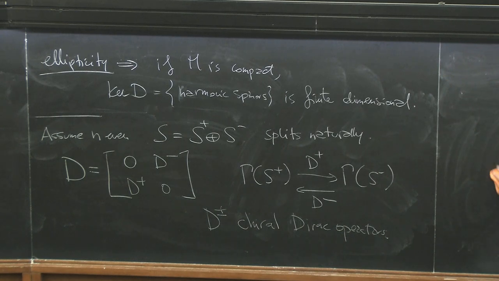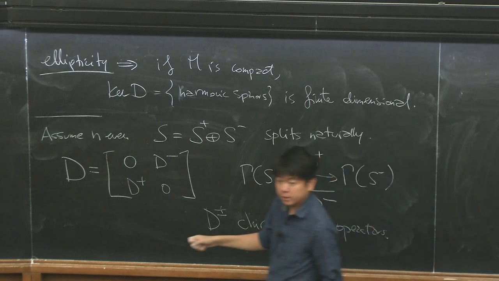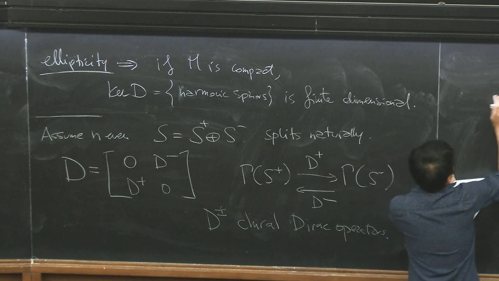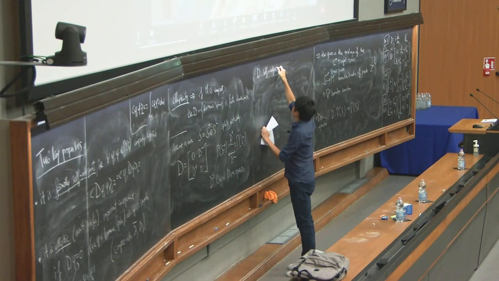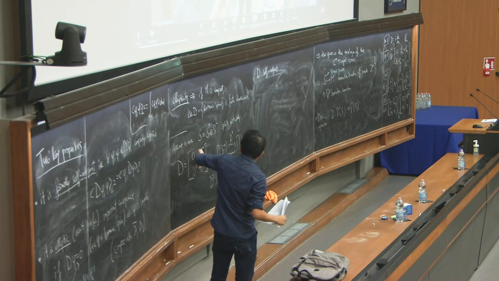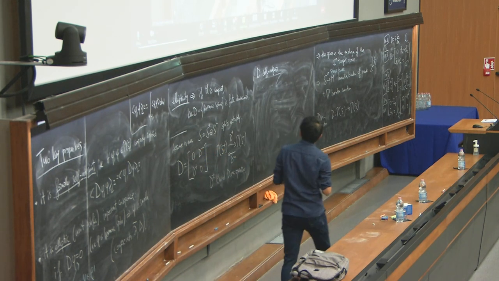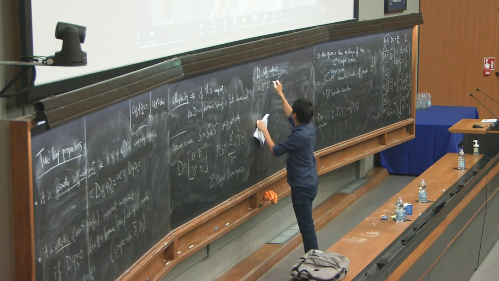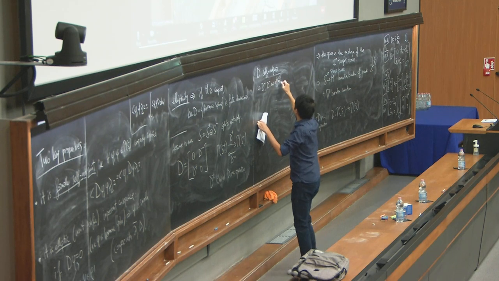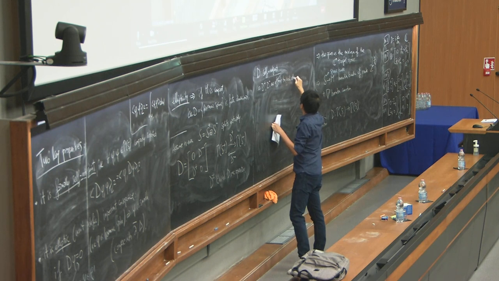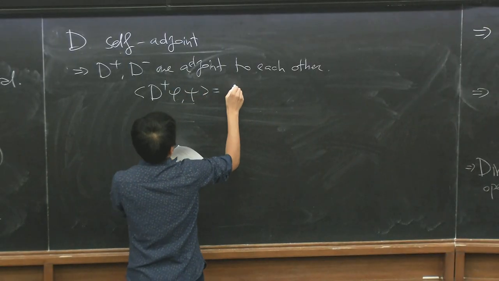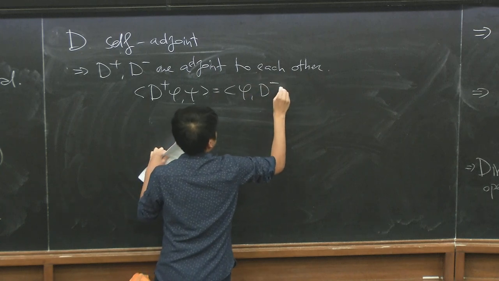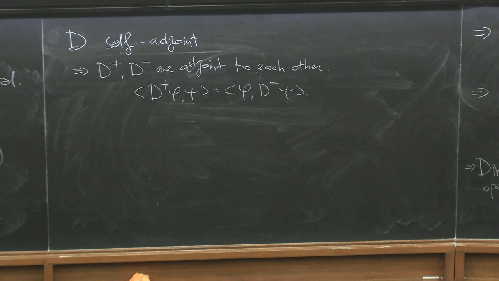Now, because D is self-adjoint, because D is a symmetric matrix, it means that D plus and D minus are adjoint to each other. In some sense, the L2 product of D plus phi with psi is the product of phi with D minus psi. They're not self-adjoint because they don't even go from the same place to the same place, but somehow one is the transpose of the other.